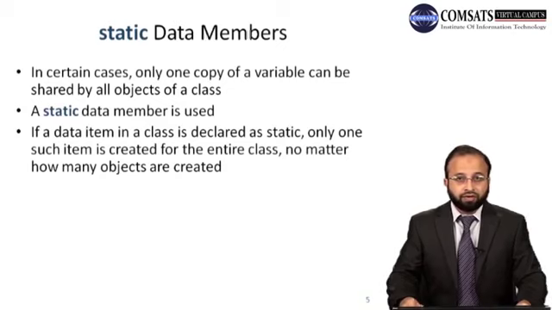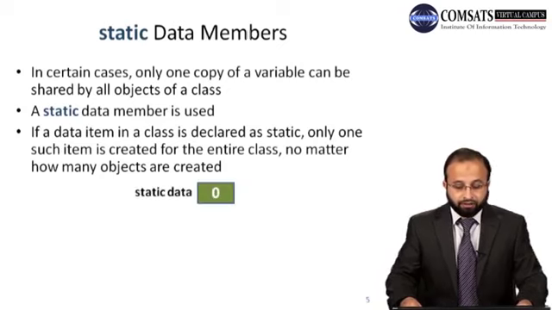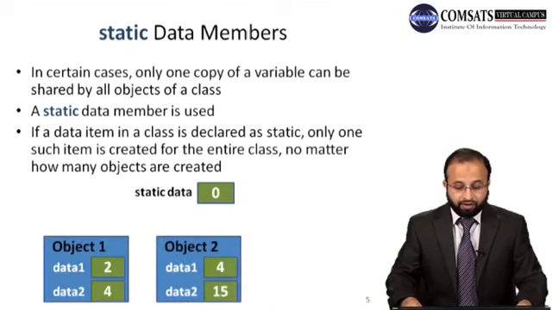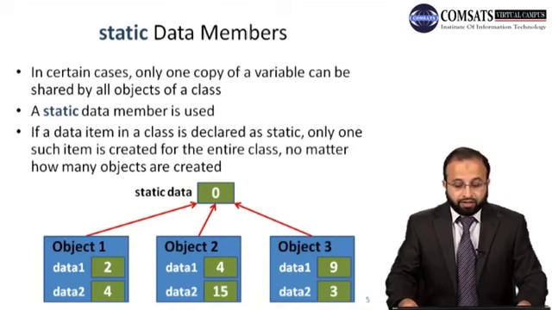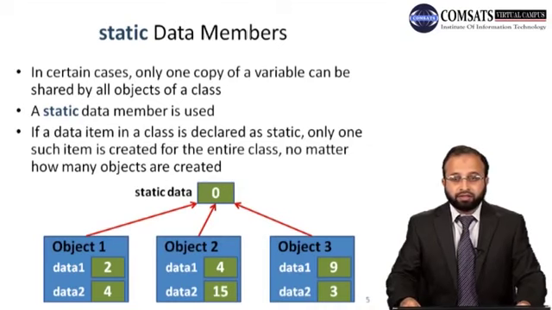Only one copy of that data member is created, and every object has access to it. For example, if we have this static data member and we have object 1, object 2, and object 3, these 3 objects belong to the same class and they have access to the static data member. This means that they can modify and read the value of the static data member. So if object 1 modifies the value of the static data member from 0 to, let's say, 10, then when object 2 reads it, it reads the new value, that is 10, right? So a static data member is kind of a global variable whose scope is limited to the class, or we can say scope is limited to all the objects of that class.